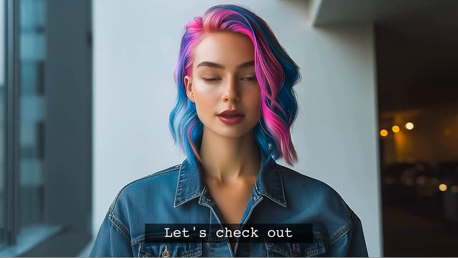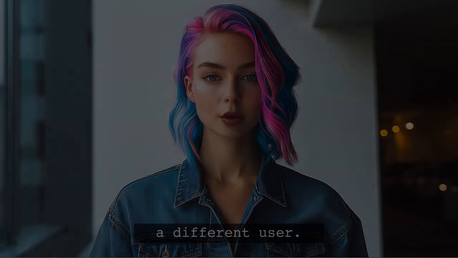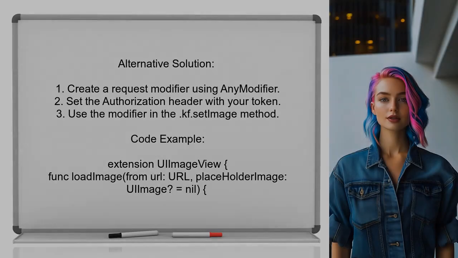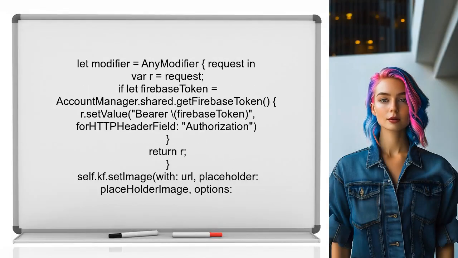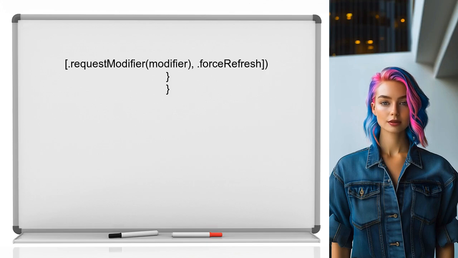Let's check out another perspective from a different user. An alternative approach provided by a user involves creating a request modifier using Kingfisher. This modifier allows you to set the authorization header for your image requests.